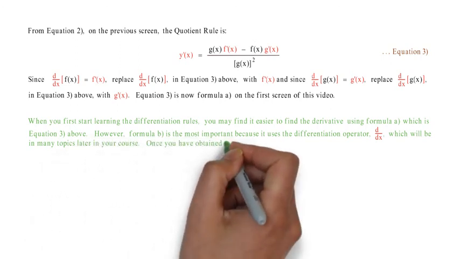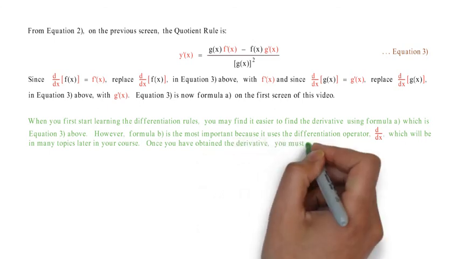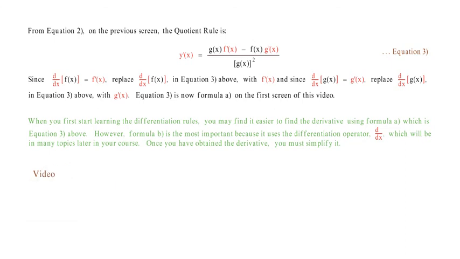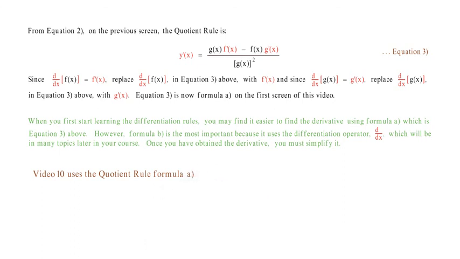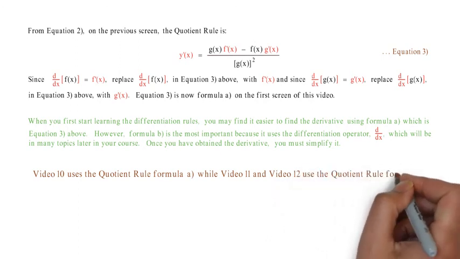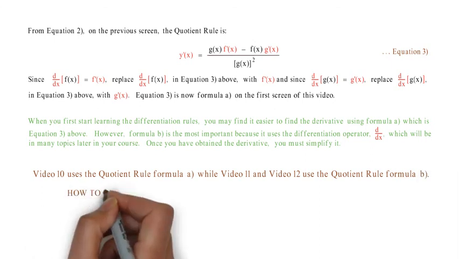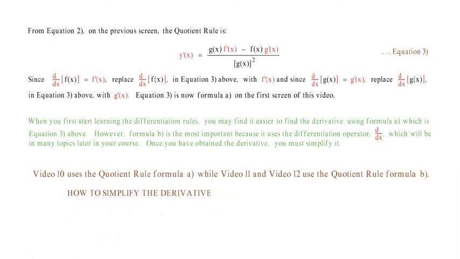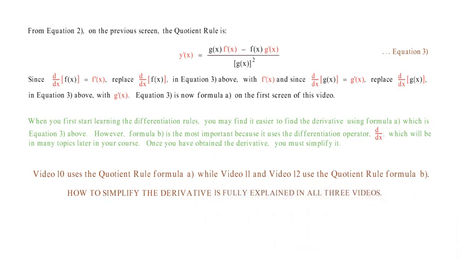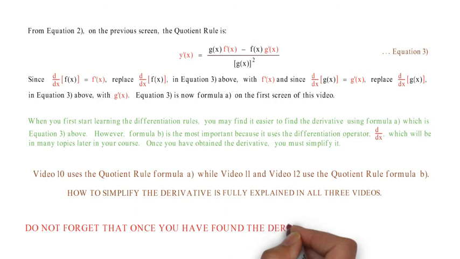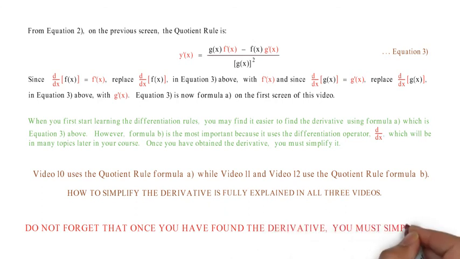Once you have obtained the derivative, you must simplify it. Video 10 uses the quotient rule formula A, while video 11 and video 12 use the quotient rule formula B. How to simplify the derivative is fully explained in all three videos. Do not forget that once you have found the derivative, you must simplify it.